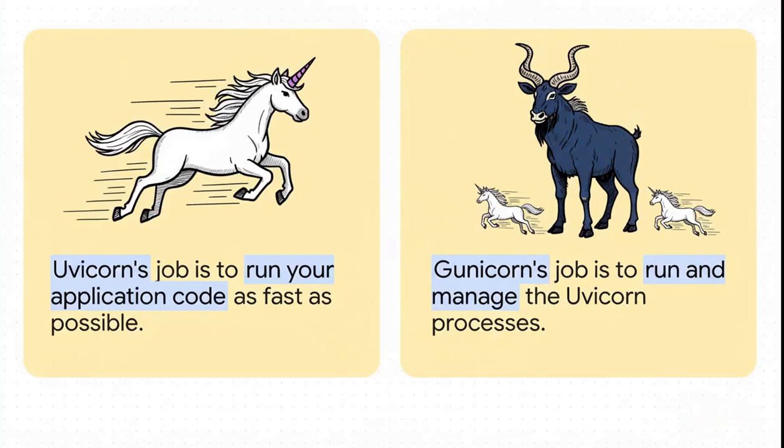If you remember one thing from all of this, let it be this slide right here. It's so simple, but so powerful. Uvicorn's job? To run your app. Gunicorn's job? To run Uvicorn. That's it. That's the whole game. One is the performer, the other is the manager.